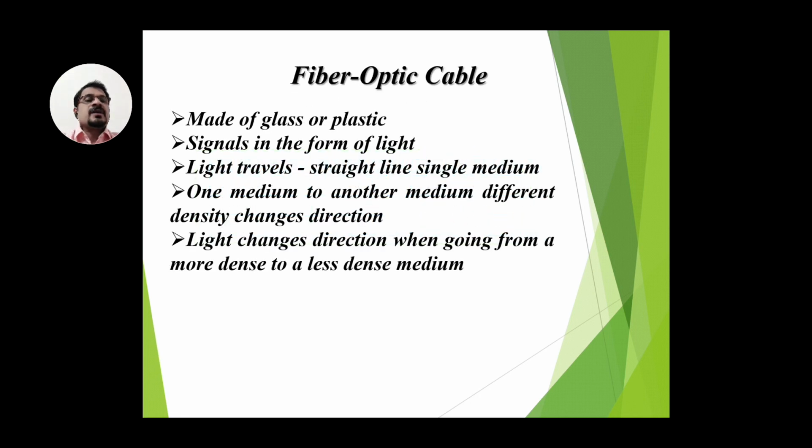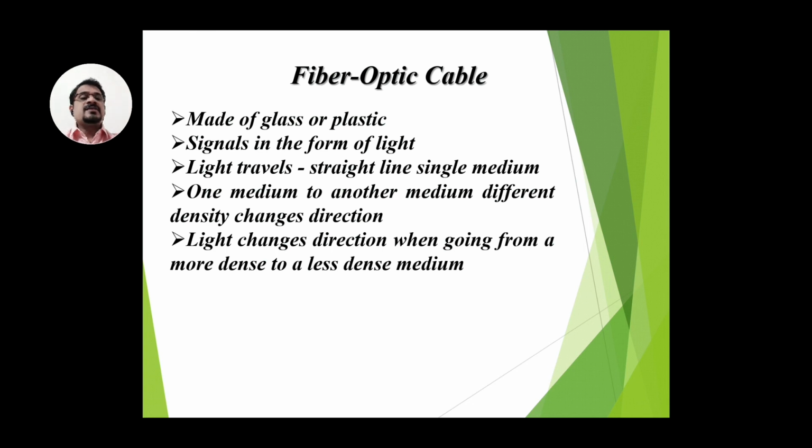Next we will see the fiber optic cable. This fiber optic cable is made up of two materials, either glass or plastic. Here the data is converted into signals in the form of light, whereas in the earlier twisted pair cables and coaxial cables, the data is transmitted via electric signals. Here the signals are in the form of light, so definitely the light is going to follow the light principles.